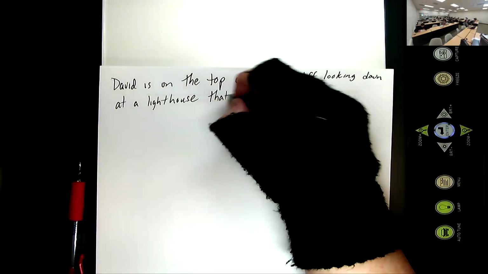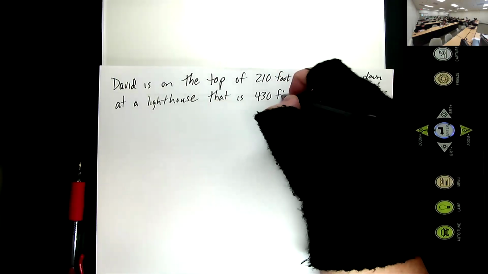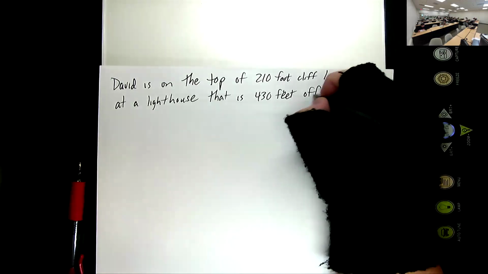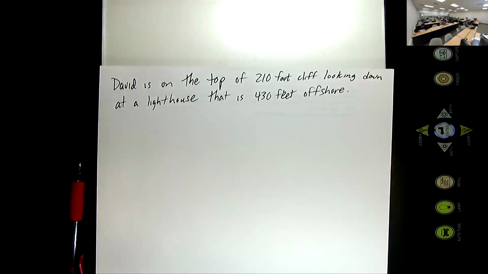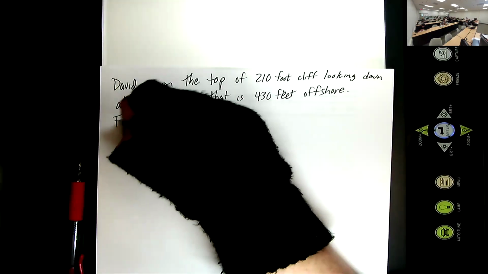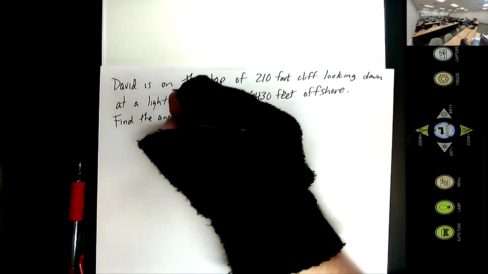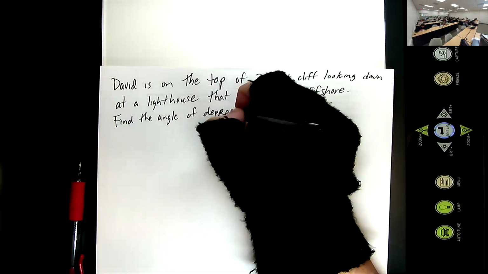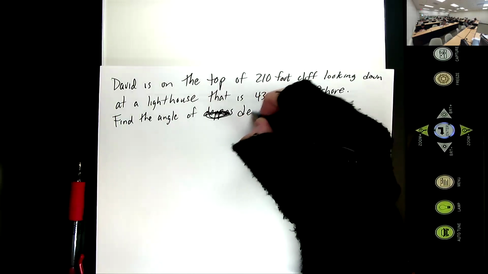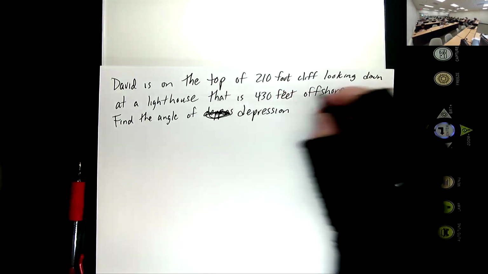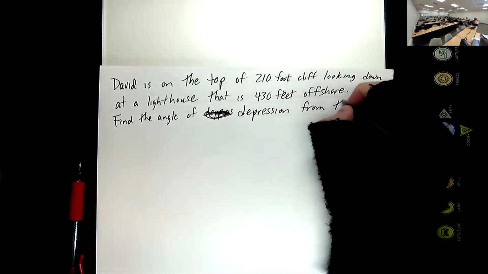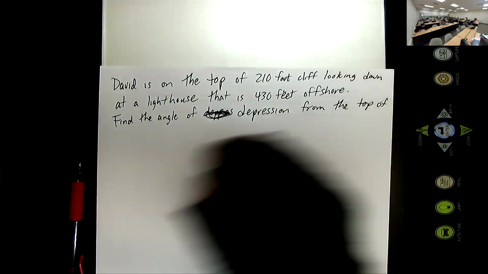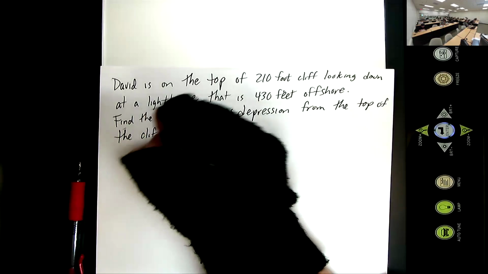That is 430 feet offshore. It's not a little slab of rock, they do this with lighthouses. Find the angle of depression from the top of the cliff to the base of the lighthouse.